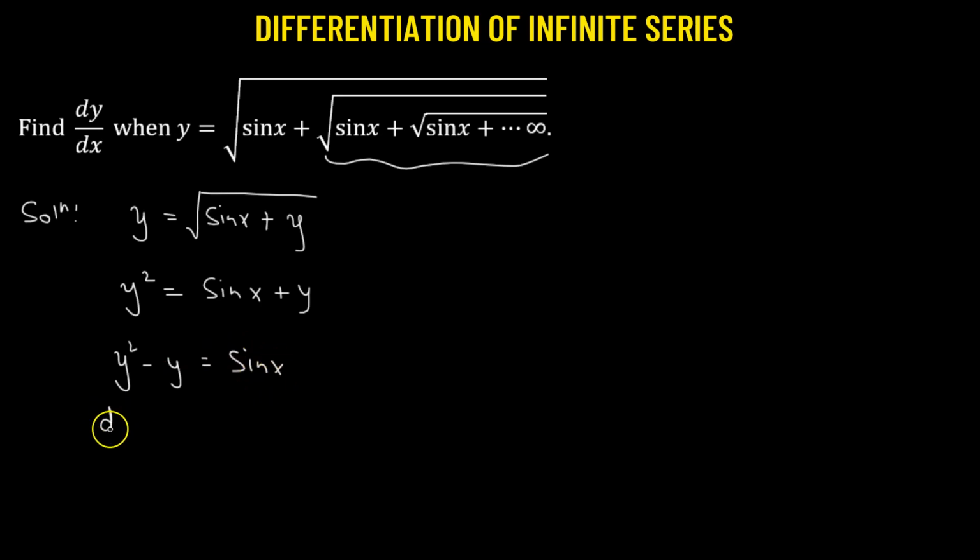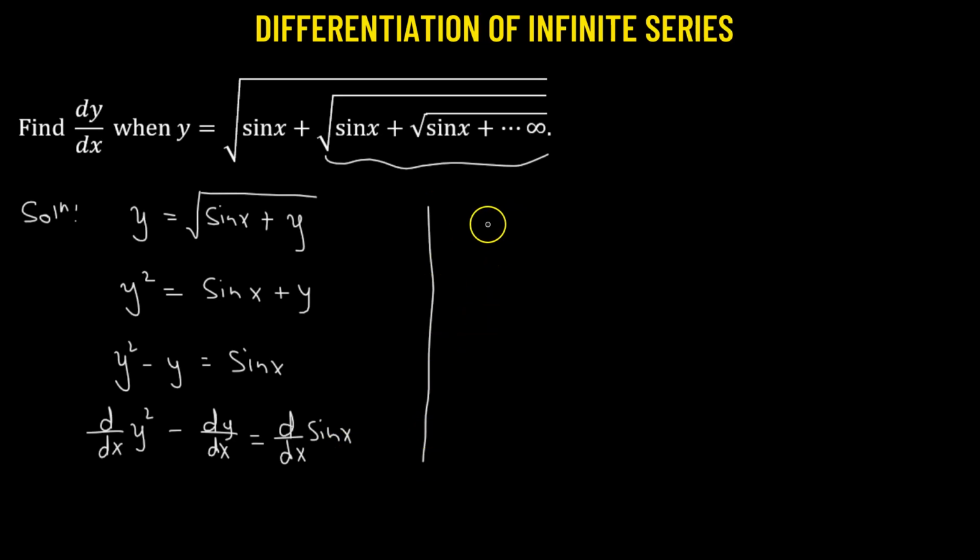Now let's take the derivative on both sides with respect to x. So we have derivative with respect to x of y squared minus derivative of y with respect to x equals derivative with respect to x of sine x. Right. Now derivative of y squared, if we use the power rule, we have 2 times y, but since we have y here instead of an x, we'll need to use the chain rule and multiply it to derivative of y with respect to x, minus derivative of y with respect to x equals derivative of the sine function, that gives us the cosine function. So here we have cosine of x.